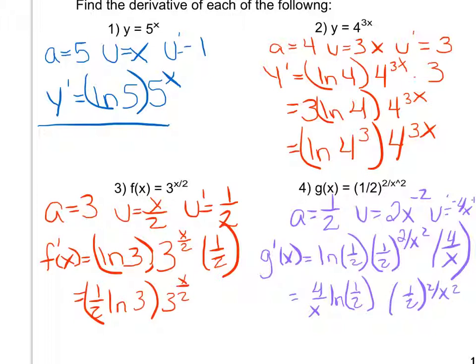I could take the 4 over x up and make it an exponent on the 1/2. So again, just some options I could do in terms of the way I want to write it. But that's all I need to do to differentiate an exponential function whose base is not e. So get the formula down, because once you have the formula down, this is just some basic differentiating tools that we've used before.